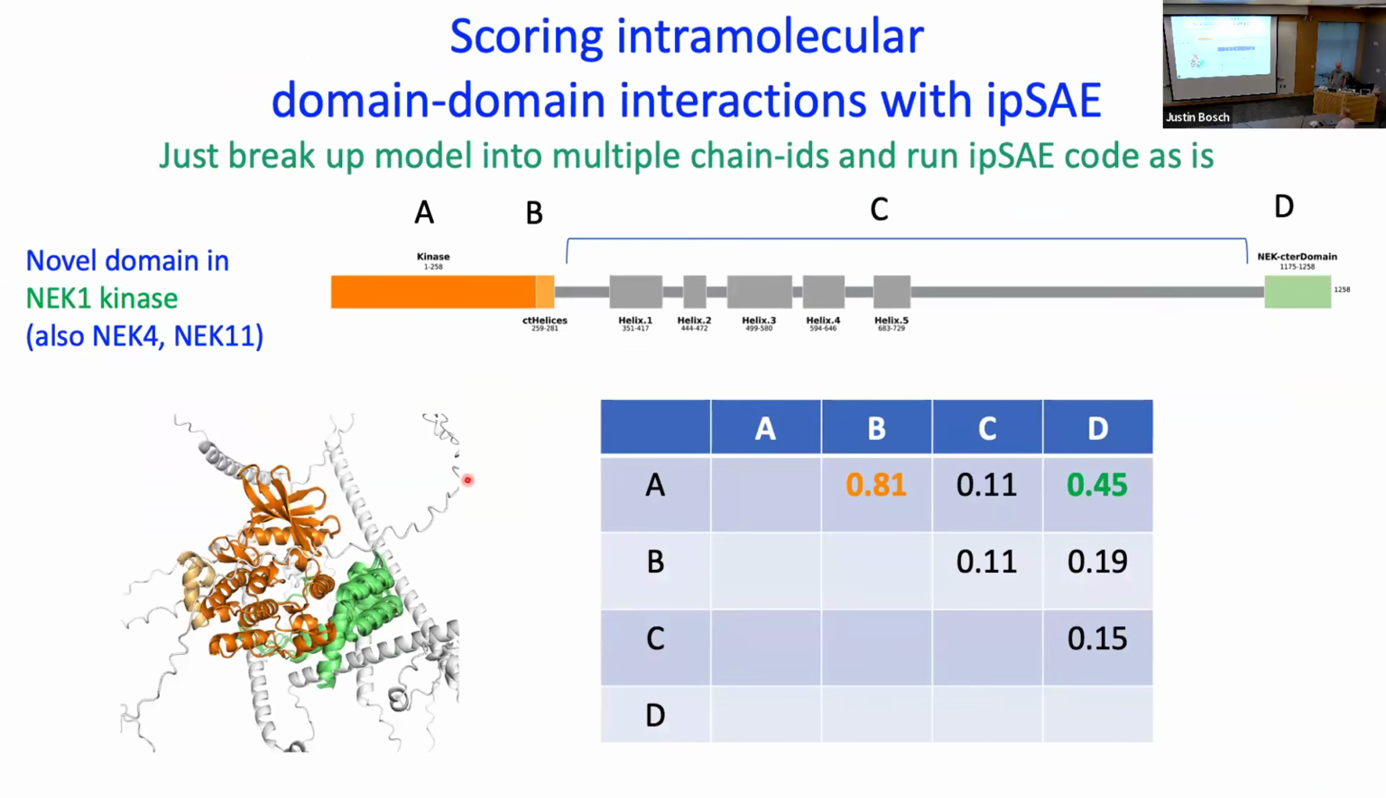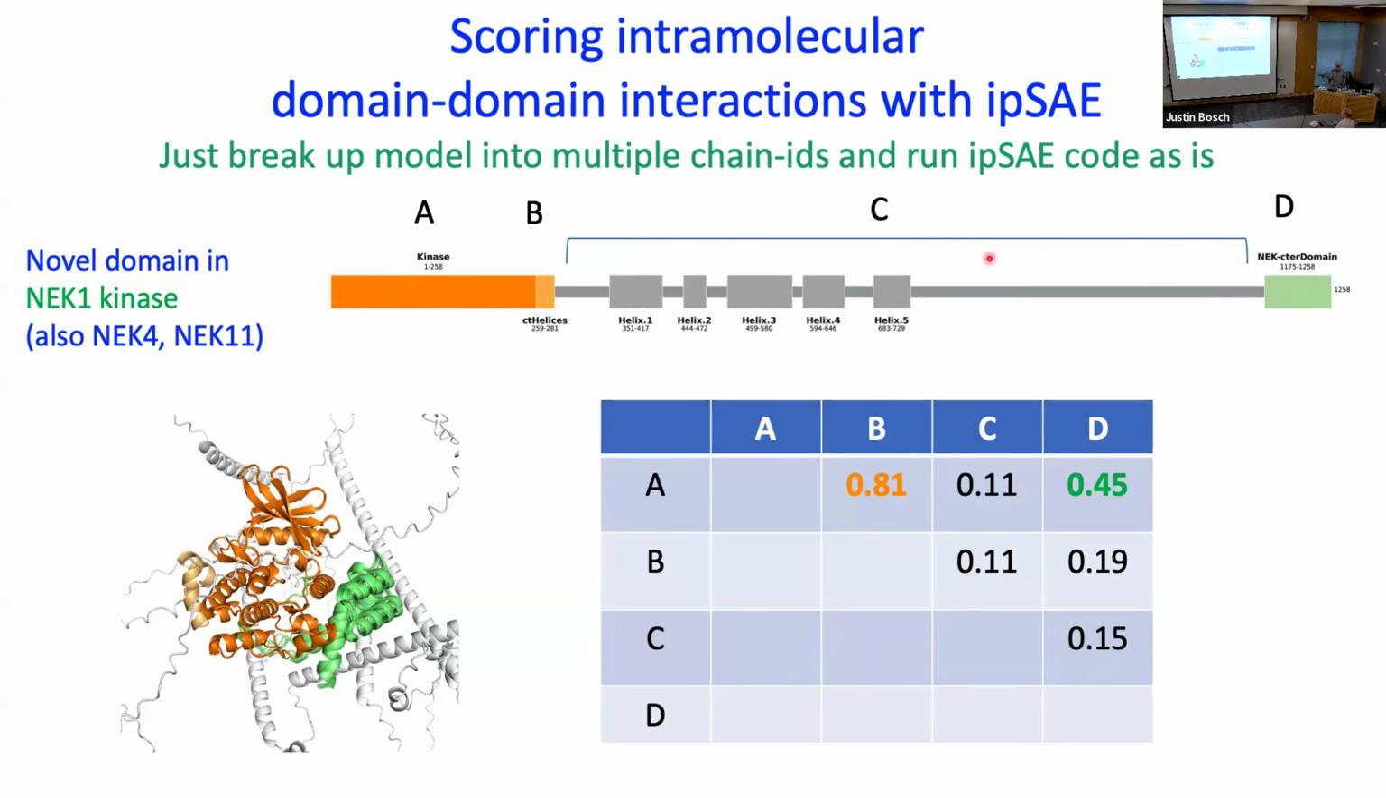Let's get to that. We're using it intramolecularly. So this protein, the NEK1 kinase, has a kinase domain and a novel domain that has no name. There's this little 3-helical bundle down here, which I'm just calling the NEK C-terminal domain. So ChatGPT wrote a very simple script to take a model of a single protein, and I give it some residue numbers, like the boundaries, residue 1, residue 258, each of these little helices. This begins on 1175.